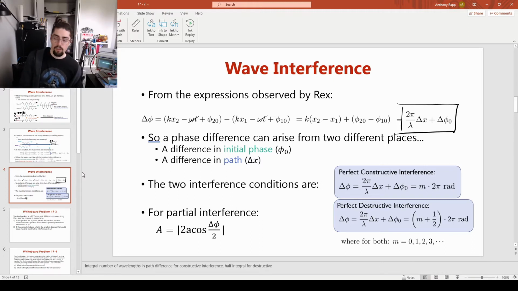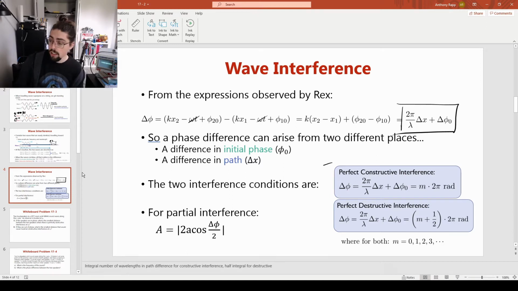k times delta x plus that difference between phase constants. So I can get a phase difference in one of two ways, or both. I can either have a difference in the initial phase of the waves, so that is the waves being generated from the source, or if these waves are traveling, I can put them at different starting points, and those differences of where they are being formed from in the first place will mean that we have a difference of path, and that can also create this interference.